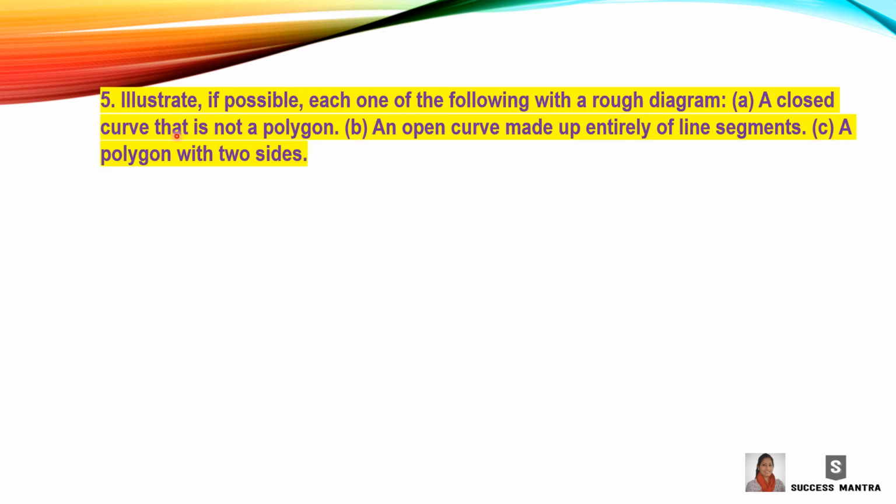The fifth question is to illustrate, if possible, each one of the following with a rough diagram. That is, a closed curve that is not a polygon, an open curve made up entirely of line segments, a polygon with two sides. So the first one is a closed curve that is not a polygon. Why is it not a polygon? A polygon is the one that is made of only line segments. Here it is drawn with line segments and also a curved line. So it is a curve but not a polygon. The second question is an open curve made entirely of line segments. Here you can see three line segments and also it is open because it is starting at one point and ending at a different point.